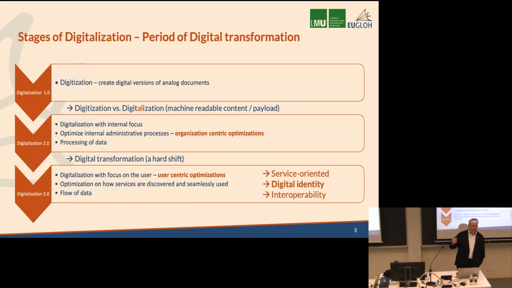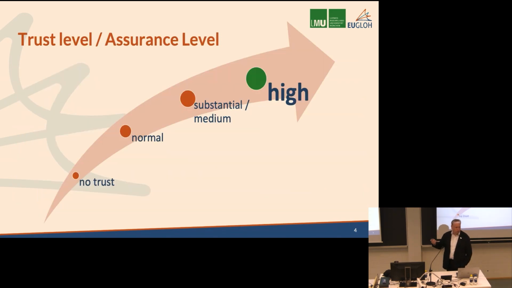And if we're talking about that, we're talking about digitalization. But the problem is, there are 3 stages of digitalization: digitizing something, so an image of it, an organization-centric optimization, and a user-centric optimization. And the long-term credentials are just digitized items. And the other thing is, we're talking about trust and assurance level. So, do we have something with no trust or with high trust? It makes a difference.